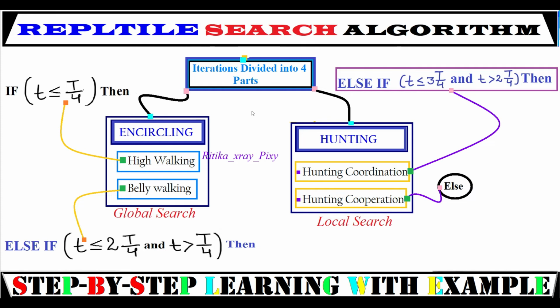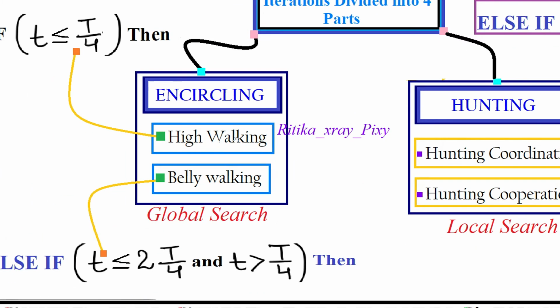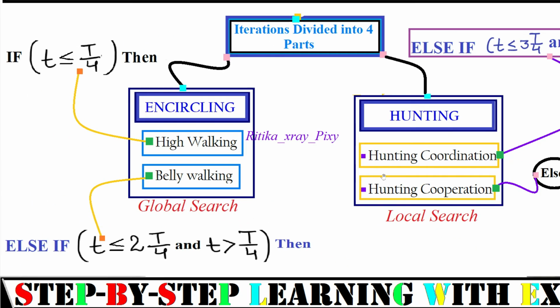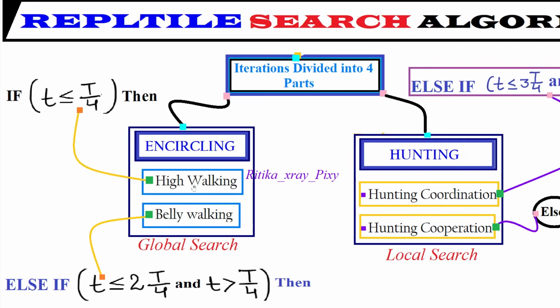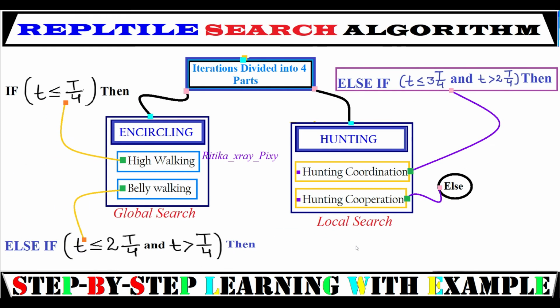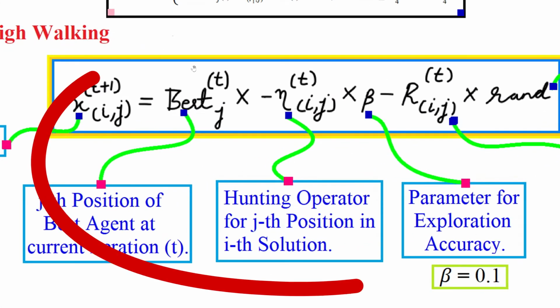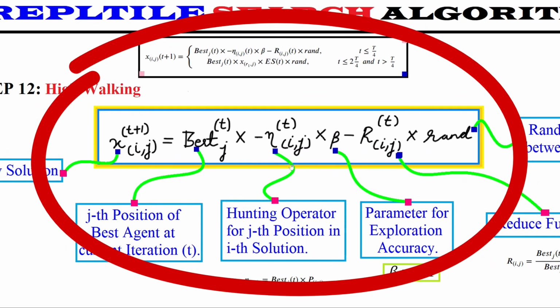Now in this algorithm iterations, or you can say generations, are divided into 4 parts. Here you can see high walk, valley walk, hunting coordination and hunting cooperation. If this condition is true then the high walk search method is used, else the valley walk search method is used, else we will check this condition and then the hunting coordination method is used, else this one, that is hunting cooperation. Now you can see this is the model for the high walk.